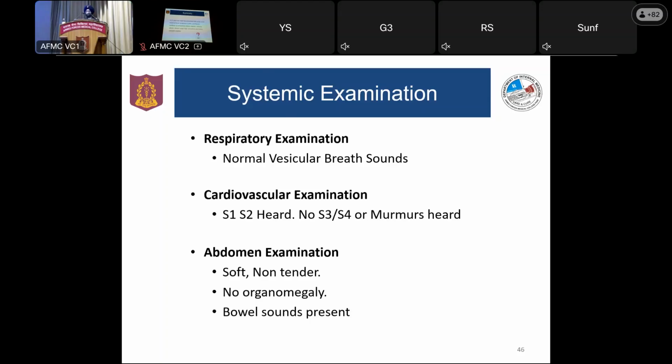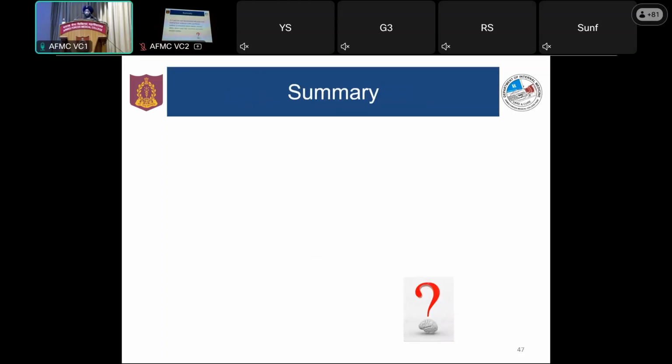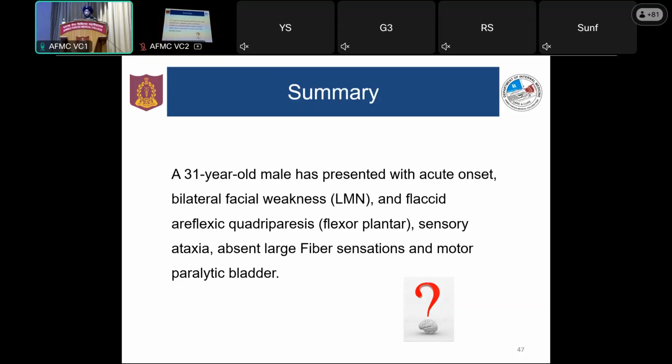Summarize. A 31-year-old male has presented with acute onset bilateral facial weakness, lower motor neuron type, and flaccid areflexic quadriparesis with flexor plantars, with sensory ataxia, absent large fiber sensations and motor paralytic bladder. Has it made any difference to our differentials?